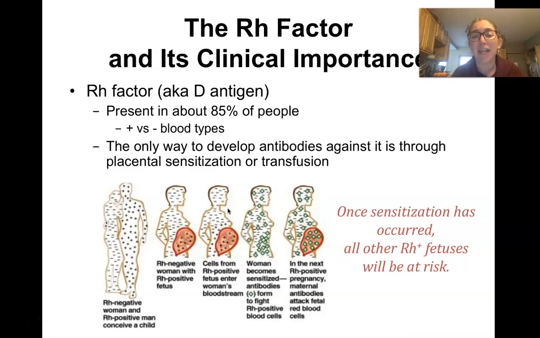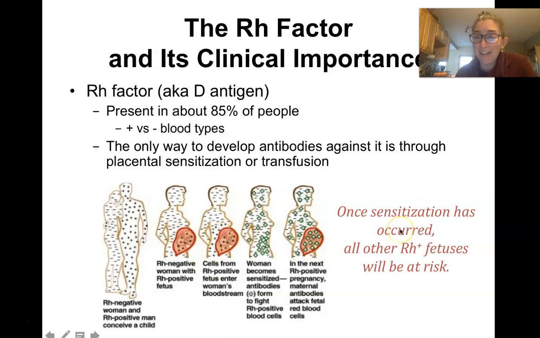This doesn't affect her daily life, but if she gets pregnant again, she now is full of all these anti-Rh antibodies that can cross through the placenta and start attacking the fetal blood cells. And this can kill the baby or cause a very, very severe anemia in the baby.